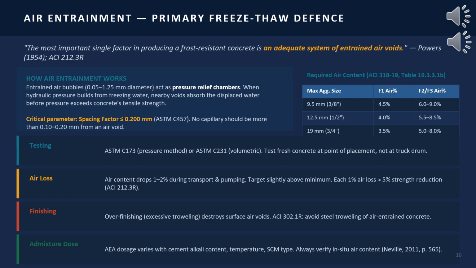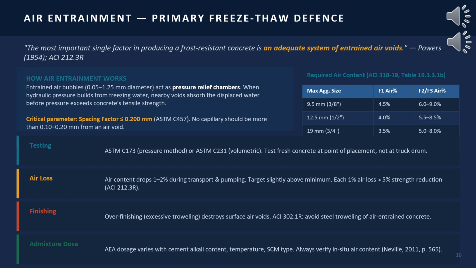This geometric requirement is quantified by the spacing factor measured by ASTM C457 microscopy on polished sections of hardened concrete. ACI requires a spacing factor of 0.2 millimeters or less for freeze-thaw resistant concrete.